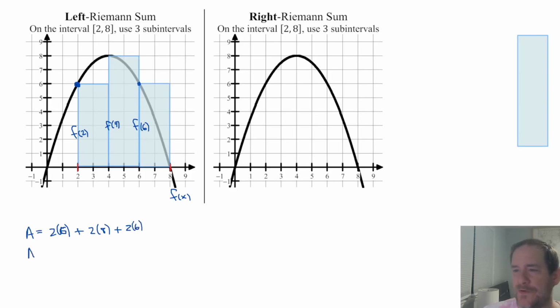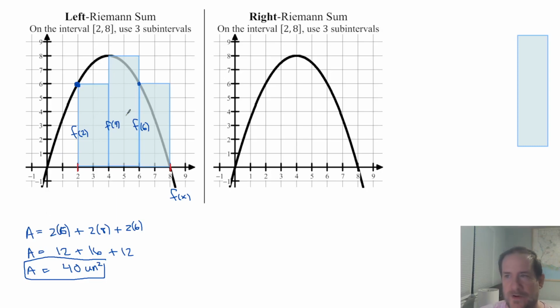So that means the total area here, or at least the area that we are approximating, is 12 plus 16 plus another 12, which is 10, 20, 30, 40. So our area here is 40 square units. Now depending on what this function represents, this area could be anything, right? We talked about how to find the units for our area, but for this problem we're literally just finding area, so to leave it as 40 is fine.